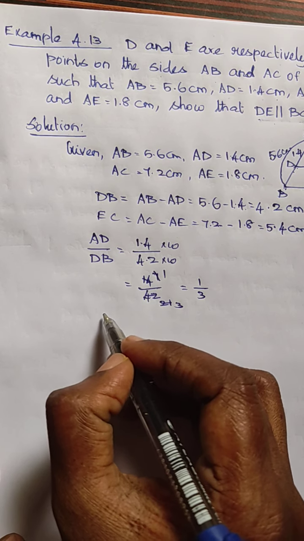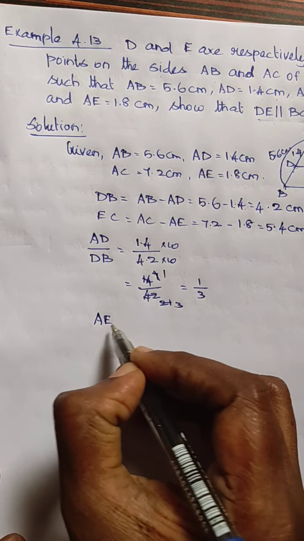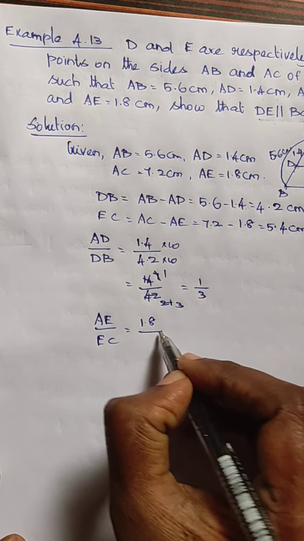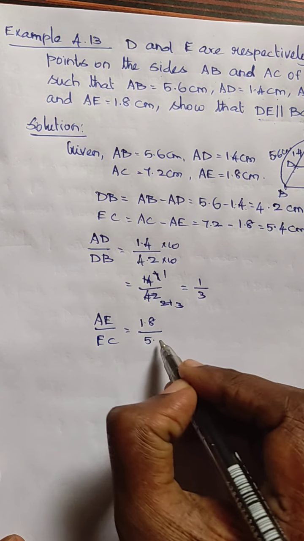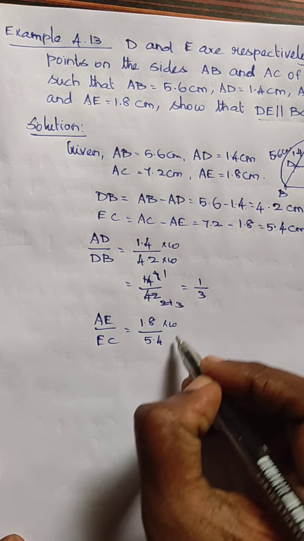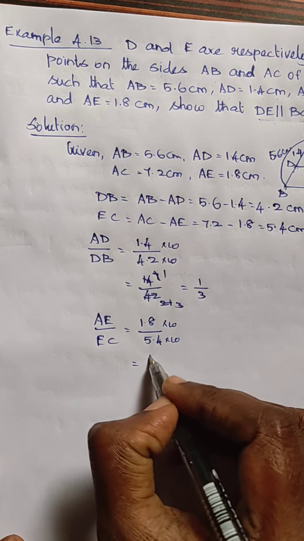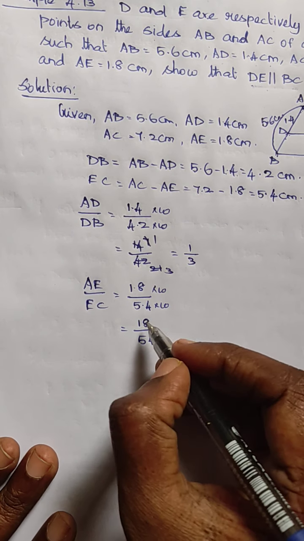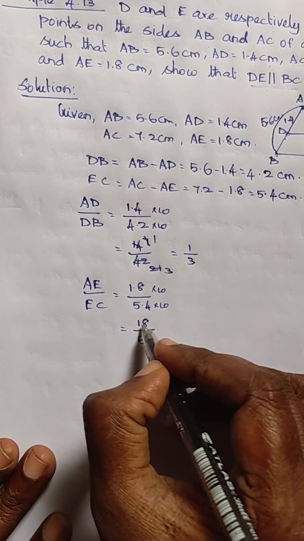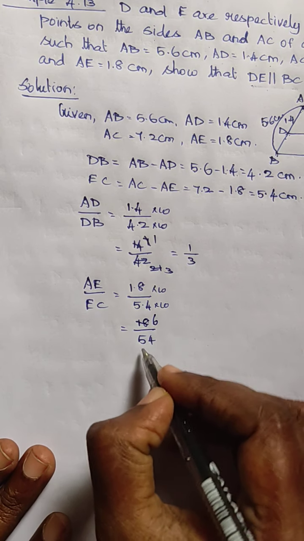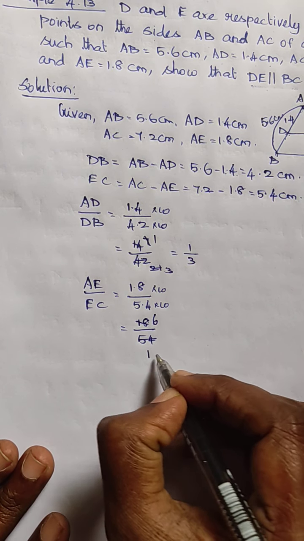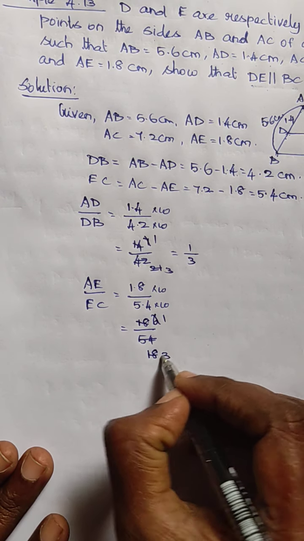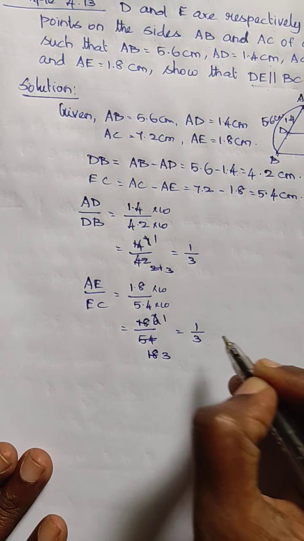Next, we have to find out the ratio AE by EC. AE is 1.8 by EC is 5.4. So, here also we have to multiply by 10. Then it becomes 18 by 54. So, in the 3 table we can cancel. 6 3s are 18, 1 3 is 3, 8 3s are 24. Then in the 6 table, 1 6 is 6, 3 6s are 18. So this is equal to 1 by 3.